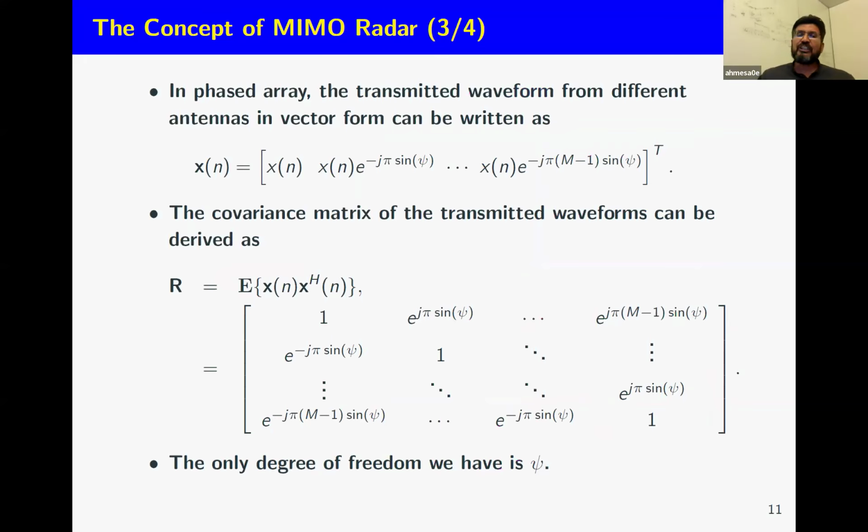So what happens in the case of phased array radar? In the phased array radar, as we have seen earlier, we transmit x[n], and then from the second antenna we phase shift that waveform. And then again, the waveform that we transmit from the Mth antenna, we again put some phase shift, an (M-1) times phase shift, in here as well.